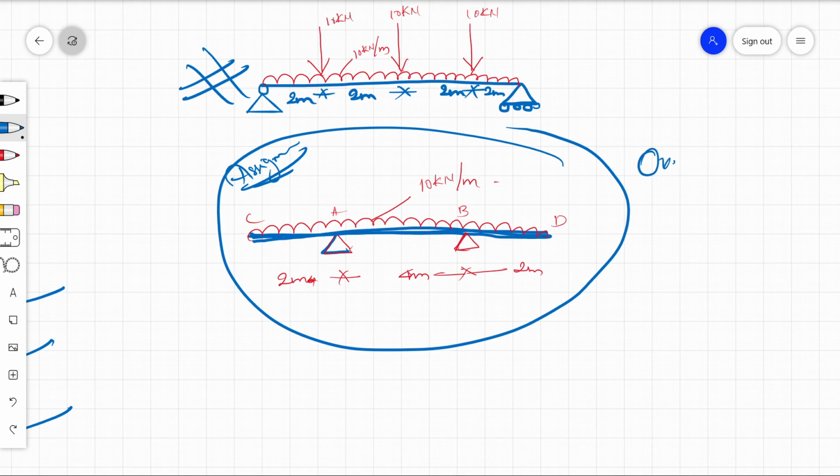The overhanging beam needs concept clarity of the fixed beam and SSB. SSB is simply supported beam. From third semester onwards, you're going to study it directly as SSB, which is simply supported beam. So that's all about the beam reactions or support reaction calculations.